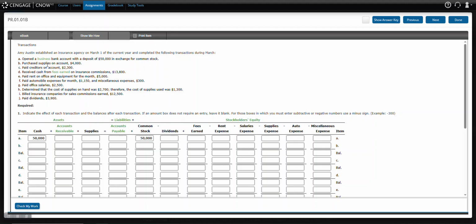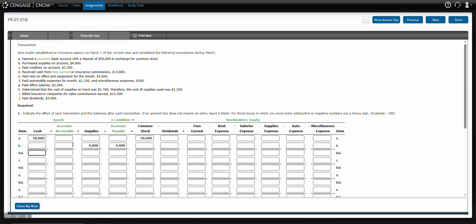So supplies, when I go out and I purchase supplies, those are assets to me. They do not become an expense to my business until I use them. So remember, the definition of an expense is any asset that we've used to help run and operate our business. We haven't used those supplies yet. We simply went out and bought them, and we owe that money sometime in the future for those supplies.